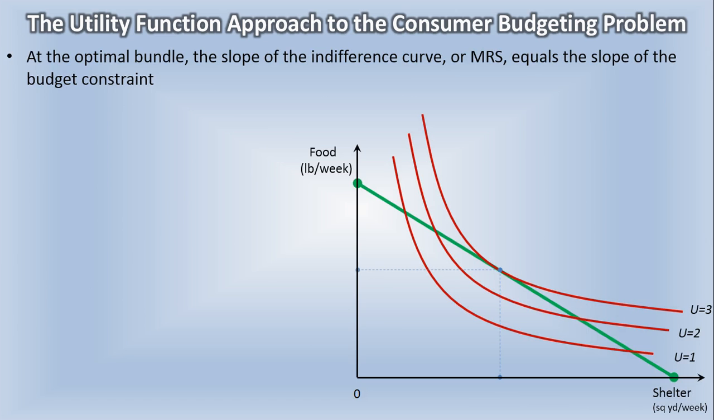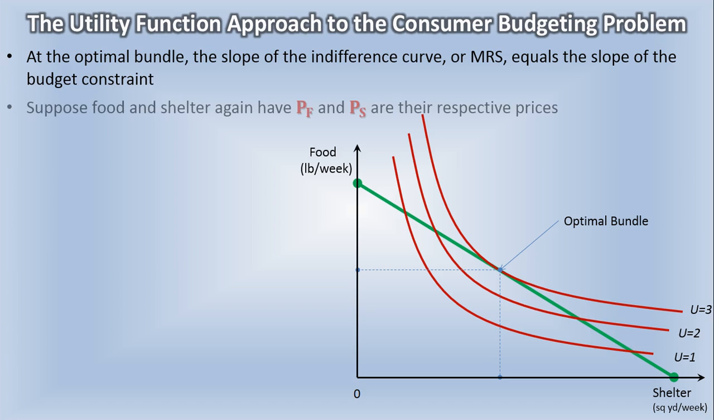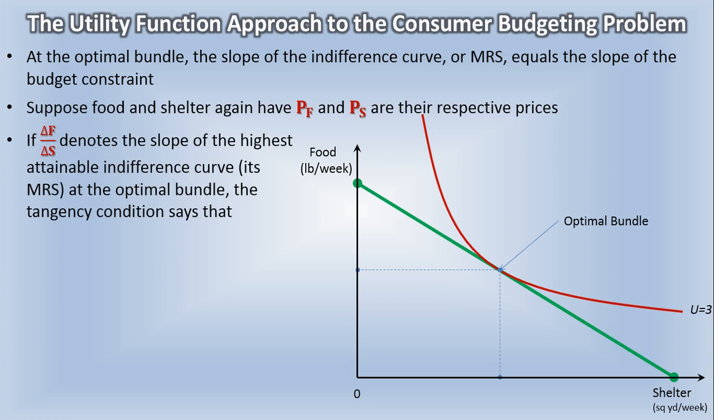All right, so at the optimal bundle, the slope of the indifference curve, also known as the marginal rate of substitution, equals the slope of the budget constraint, as we know. So suppose food and shelter, again, have those prices of PF and PS. If we let the change in F with respect to the change in S denote the slope of the highest attainable indifference curve, so this indifference curve here that corresponds to a utility level of 3 utils.